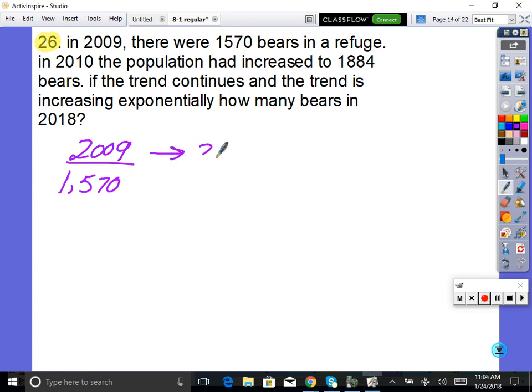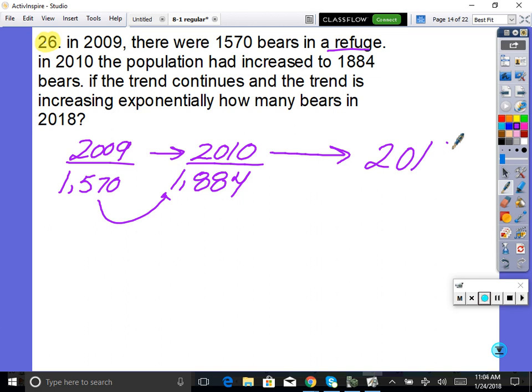Then in 2010, now the bear population, since they've been in this refuge, has increased to 1,884 bears. We know it increased, don't we? It says, if this bear trend continues and the trend increases exponentially, how many bears are going to be in year 2018? So let's go through and figure out some things here.